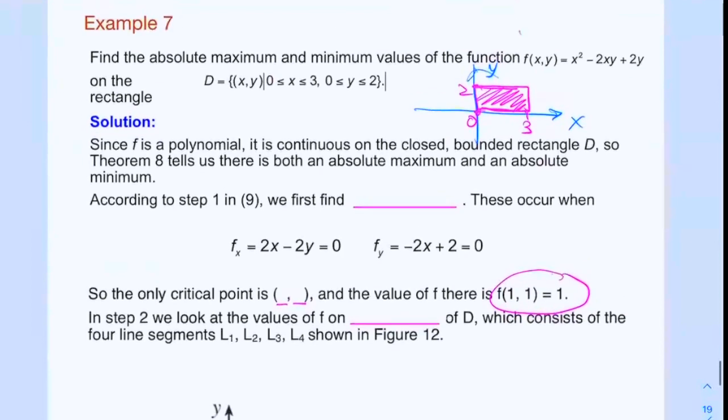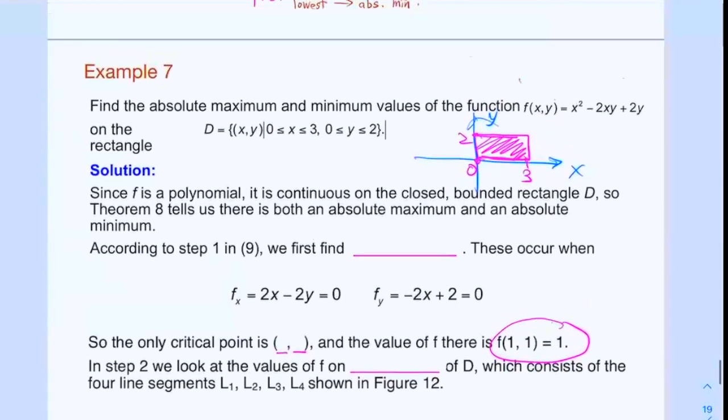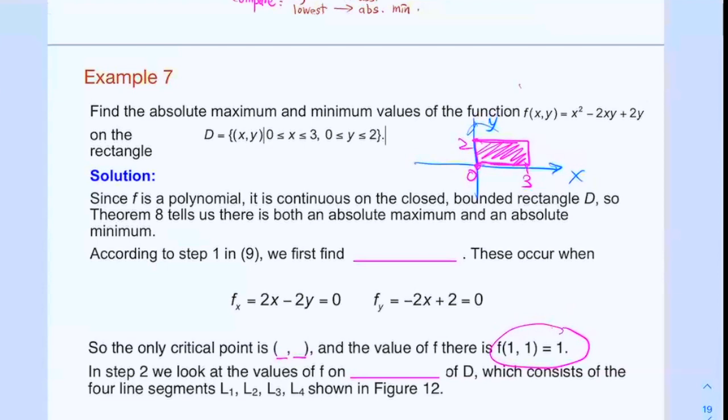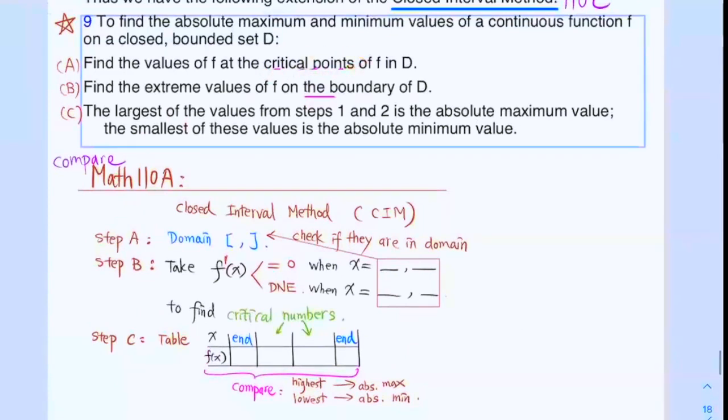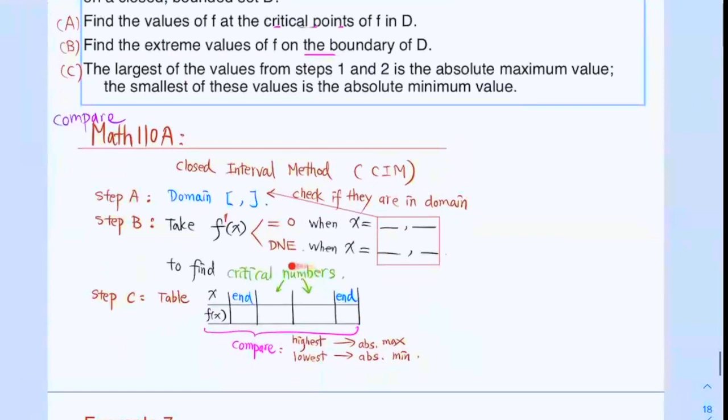So how do we find that? Kind of similar to the closed interval method, we look at the function value at where? Number one will be the critical points, and number two will be at where? The boundary, right? At the boundary, okay? So two things: you look at the critical points and also the boundary. Similar to this one, where you look at the critical numbers and also the endpoints.